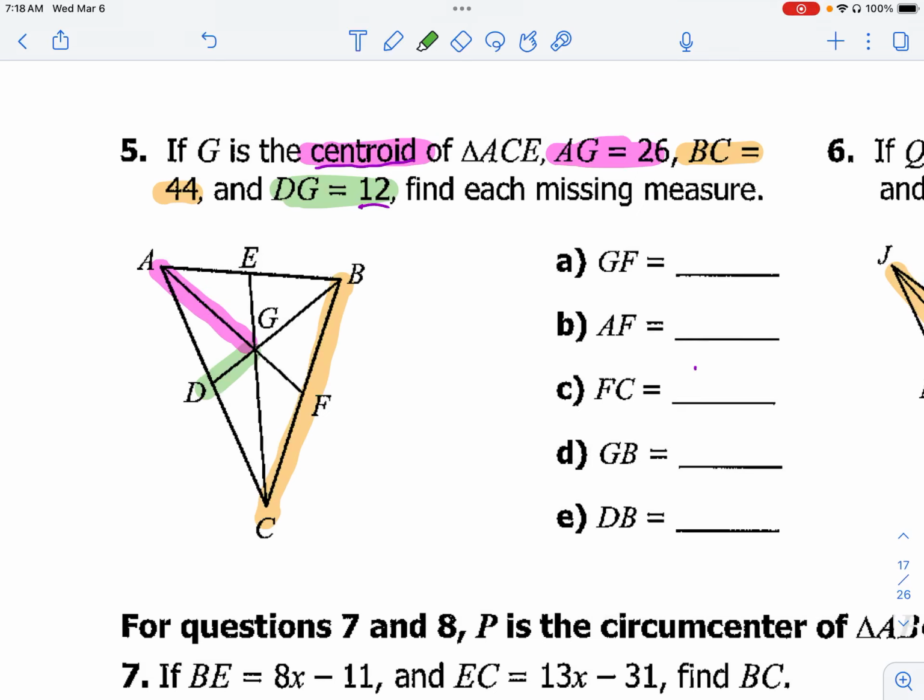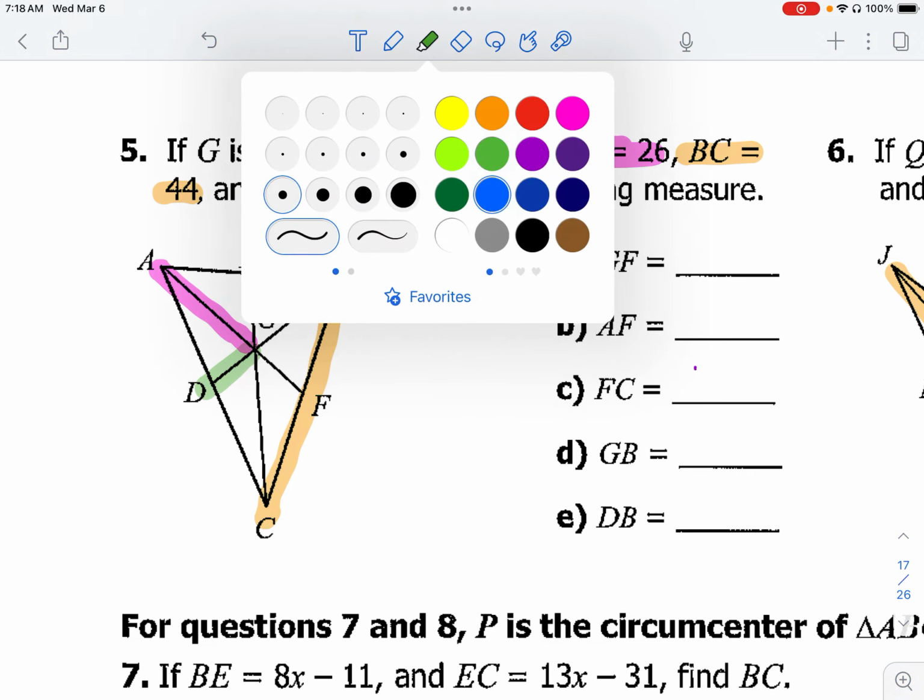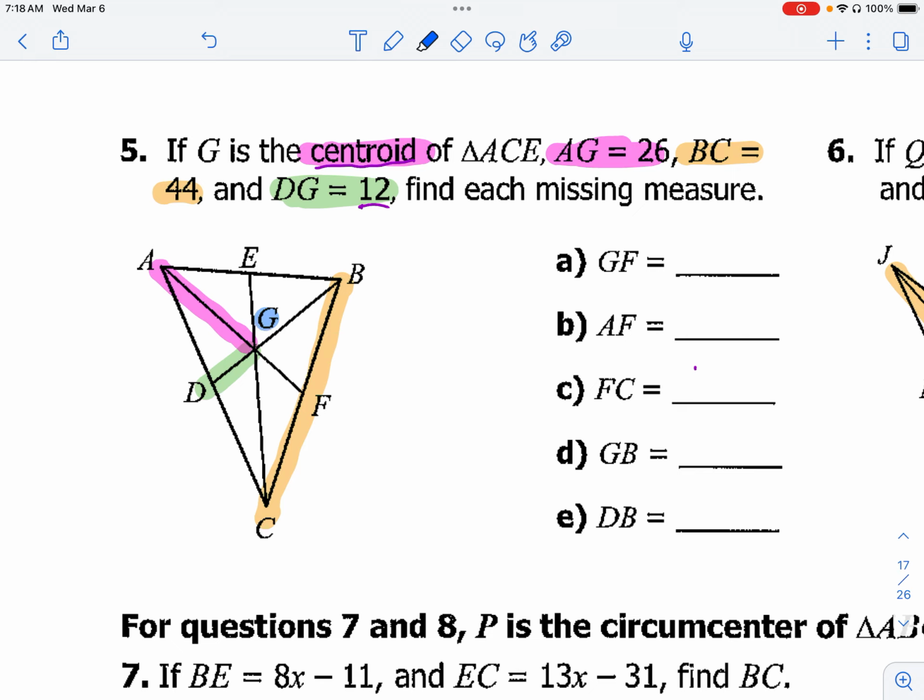All right, let's do some more examples with the centers of triangles. If point G is the centroid, we know the centroid is made up of medians. Medians go from the vertex of the angle to the midpoint of the opposite side. So all of the sides of the triangle are cut in half.